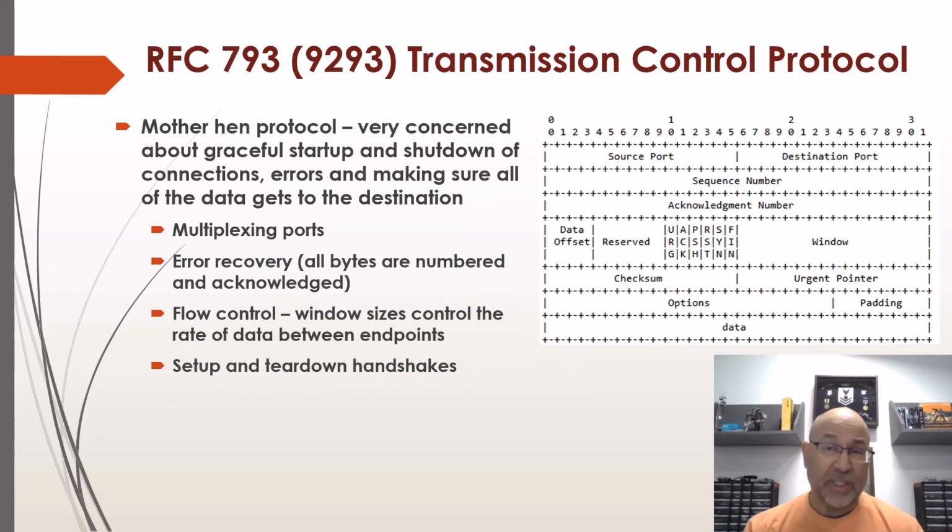Now, the original TCP RFC was RFC 793, and today a lot of the adjustments to TCP, the additions to TCP have been added up into RFC 9293. Now, I call TCP the mother hen protocol because it's very concerned with connections. Are you ready to start? I'm ready to start. Okay, let's start.